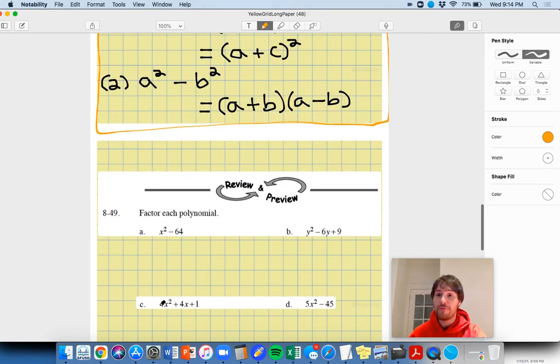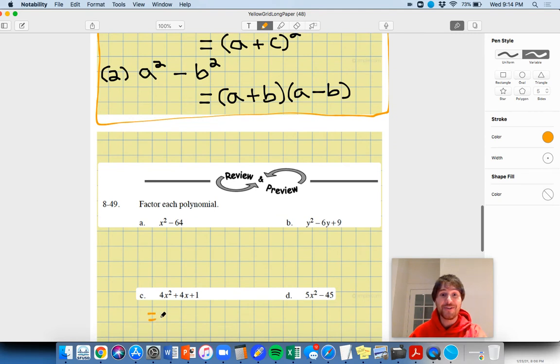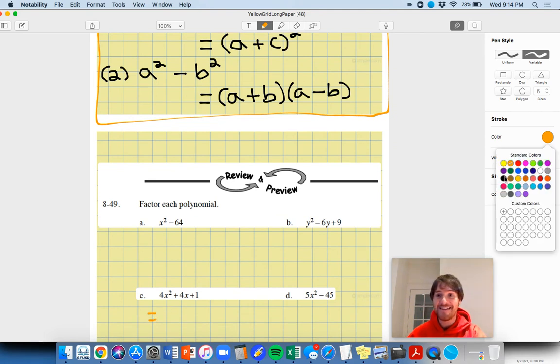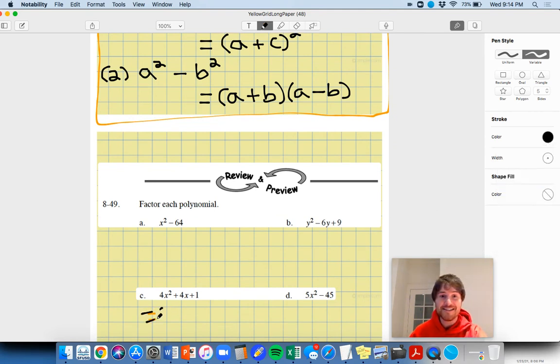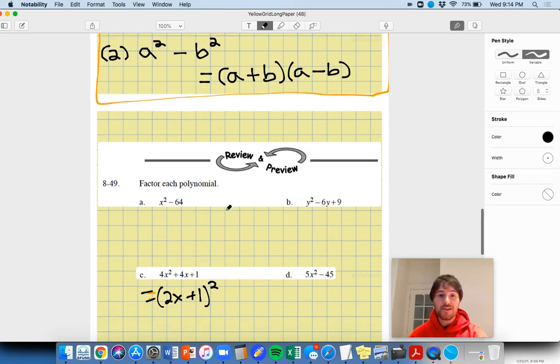What's the square root of 4? It's 2. What's the square root of x squared? It's x. So 2x. What's the square root of 1? It's 1. So 2x times 1 would be 2x. Double it, middle term, cool. I can actually factor that right away, and we can get it done real quick, because this is going to be 2x plus 1 squared. I'm done.